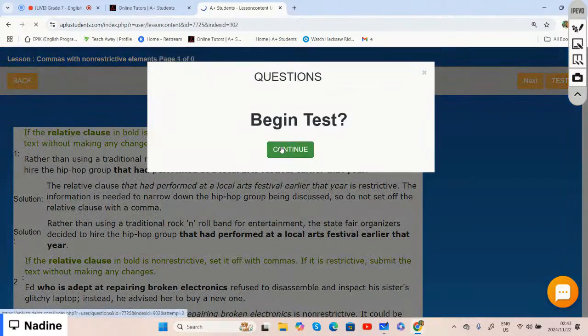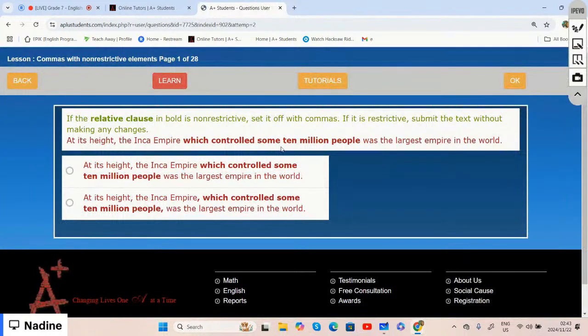All right, so let us go to a test on commas with non-restrictive elements. And it says, if the relative clause in bold is non-restrictive, set it off with a comma. But if it's restrictive, submit the text without making any changes. It says, at its height, the Inca Empire, which controlled some 10 million people, was the largest empire in the world.